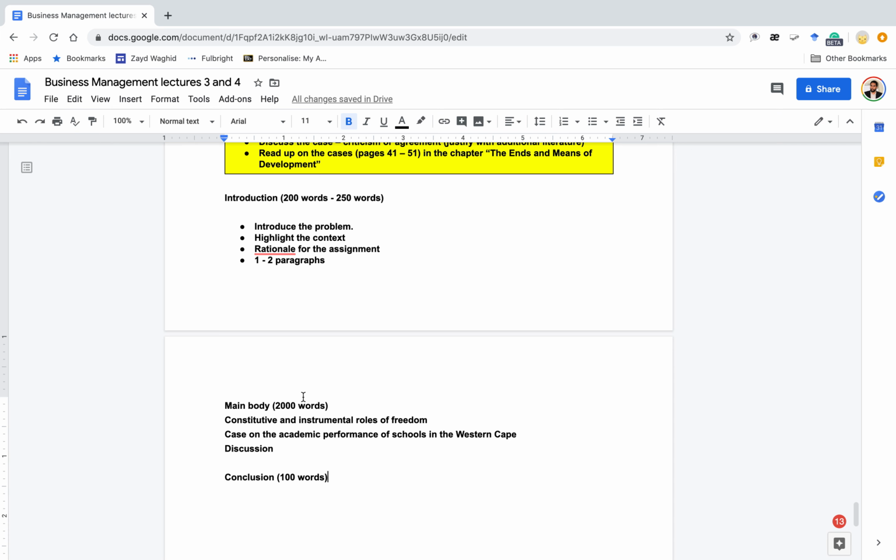Now, if you're looking at the main body, you can keep this to, let's say, 500 to 700 words. And then we have the case itself. We can keep this again to 500 to 700 words. And this is quite important. So this is actually the main part of the body, which is the discussion.